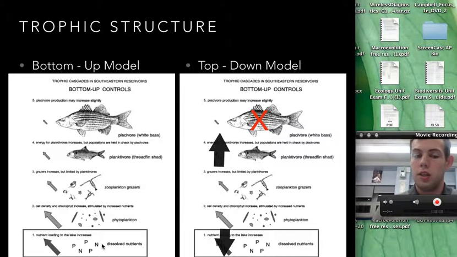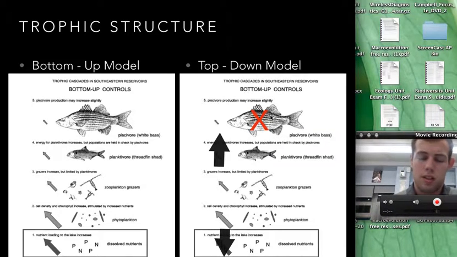Now, if you also get a decrease in dissolved nutrients, then you would see a decrease in the bass, just because each step of the way, your energy levels are changing. And if you change the basal amount of energy, it's going to affect the population and the biomass of your community. Now, on the flip side of that, we have the top-down model.